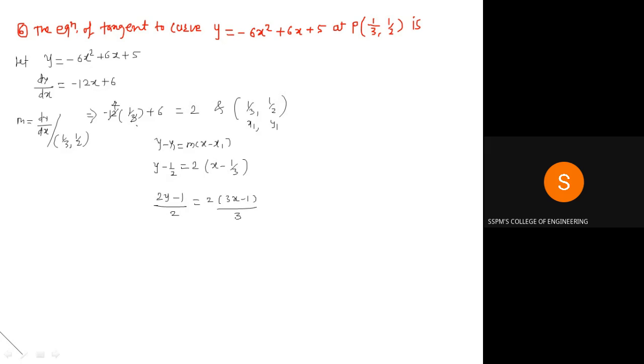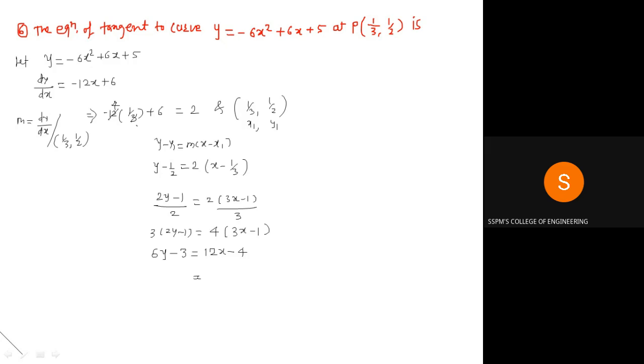Okay, now next you take the cross multiplication. So 3 times 2y minus 1 is equal to 2 into 2 is 4, 4 times 3x minus 1. So 2 into 2 is 4, and 3 times 2y minus 1 is 6y minus 3, which is equal to 4 into 3 is 12x. So here you will get 12x minus 4. And collect all terms to LHS or RHS, that doesn't matter.